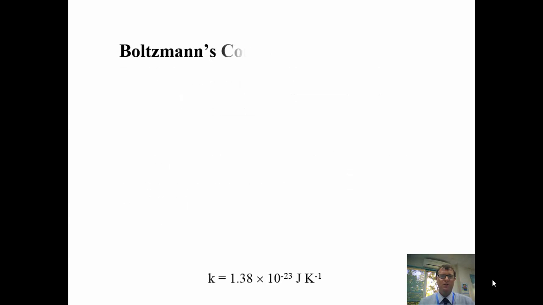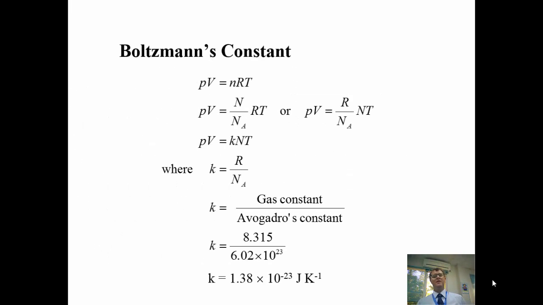If we put this into the equation, what we find is PV equals nRT. So n can be shown as the number of molecules divided by Avogadro's constant, and then the universal gas constant divided by Avogadro's constant gives us a value known as k, and that's known as Boltzmann's constant, and it's just the gas constant divided by Avogadro's constant.